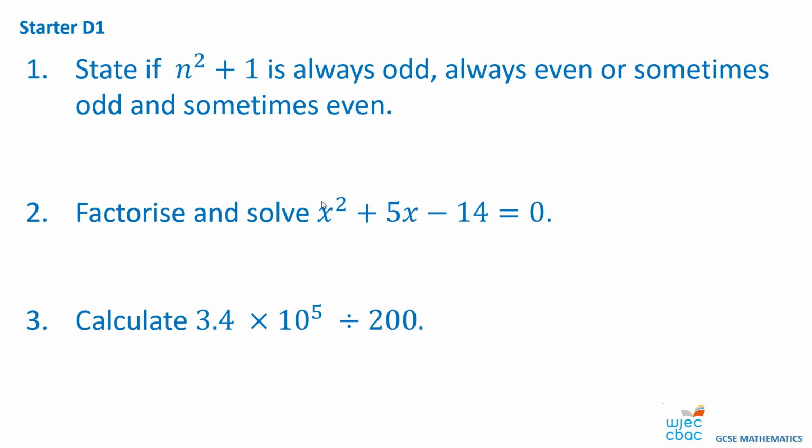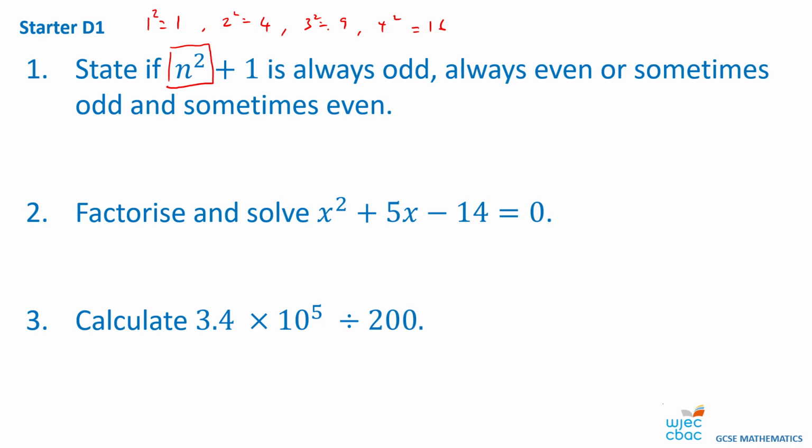Okay, so question 1. State if n squared plus 1 is always odd, always even, or sometimes odd and sometimes even. Well, let's look at that first part here. N squared. Whenever you square a number, what happens to it? 1 squared is equal to 1. What about 2 squared? Is equal to 4. 3 squared is equal to 9. 4 squared is equal to 16.